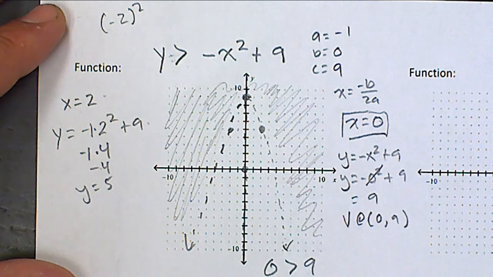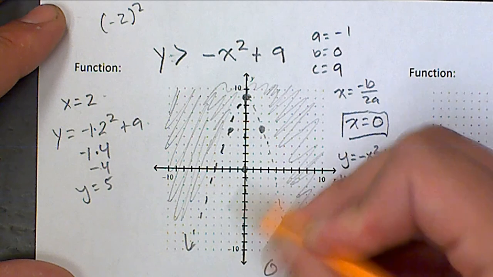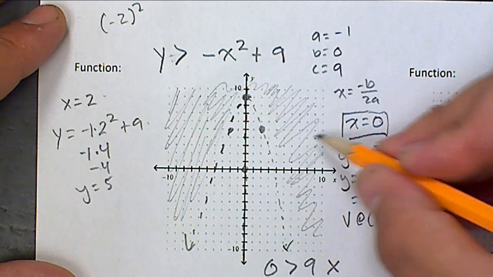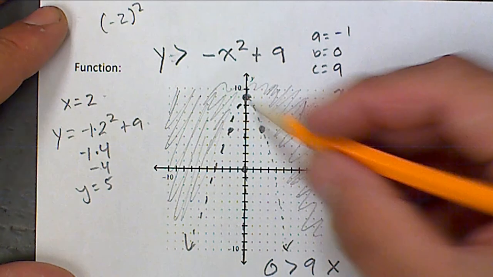True or false? That is false. That's why we're not shading inside the parabola. The correct solution, all these points out here in the shaded region, would make a true statement. You never want to pick a point that's directly on the line.